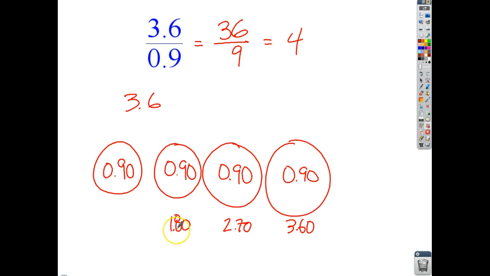The digits are the same in here, but the actual value is different, right? There's a decimal place. But the numbers don't change, right? 9 times 3 is 27. 9 times 4 is 36, okay? It's just the place value that changes.